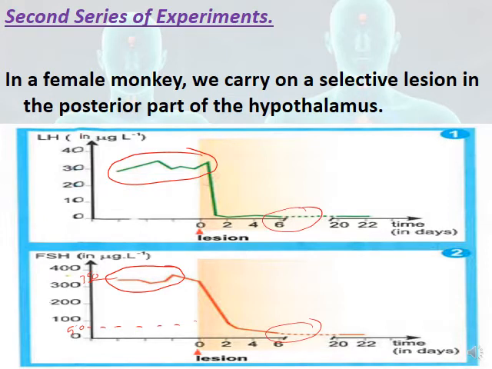So how can we explain this? This can be explained by the fact that the control exerted on the anterior pituitary gland by the hypothalamic neurons is indispensable for the secretion of LH and FSH. There is no way to have secretion unless we have control by the hypothalamic neurons. So we have a lesion, so there is no control, and the level of LH and FSH decreases.